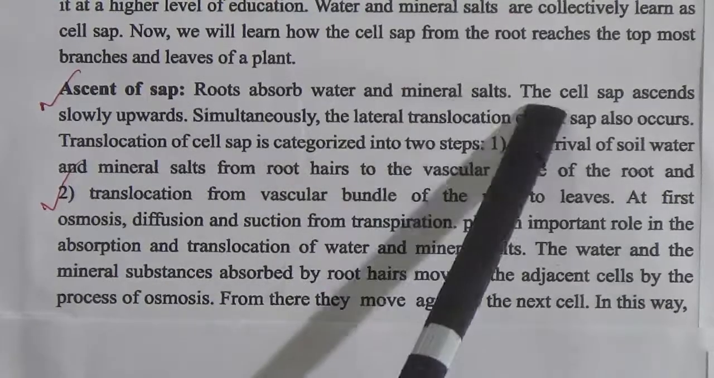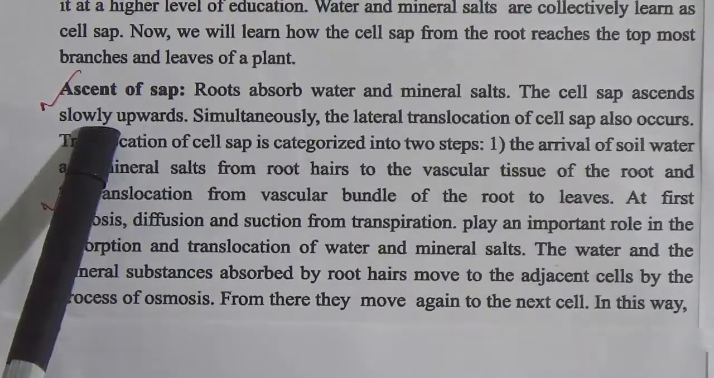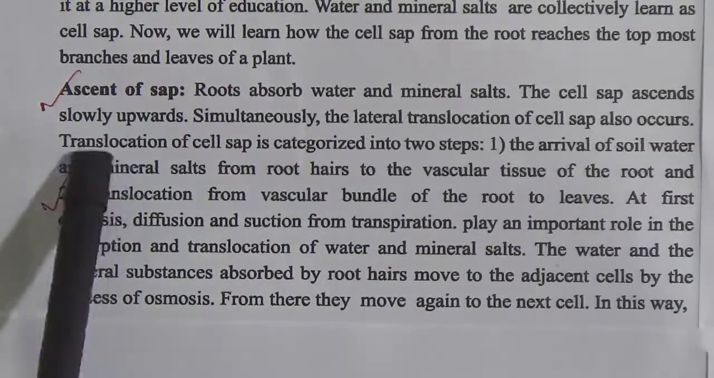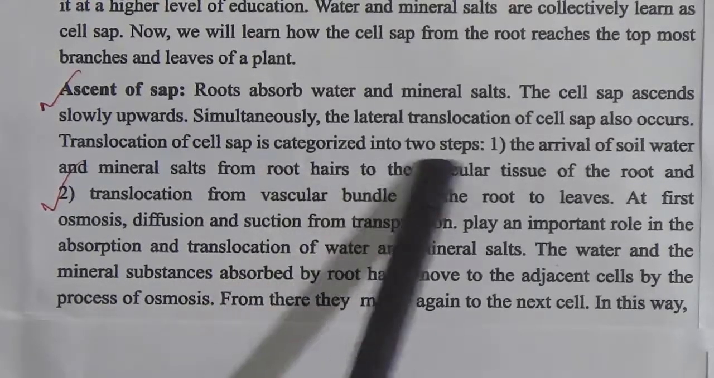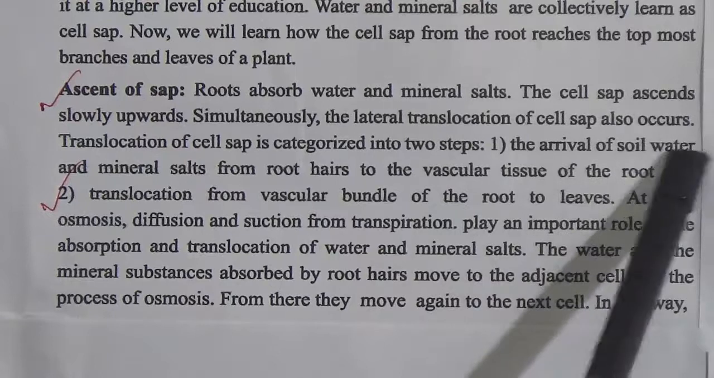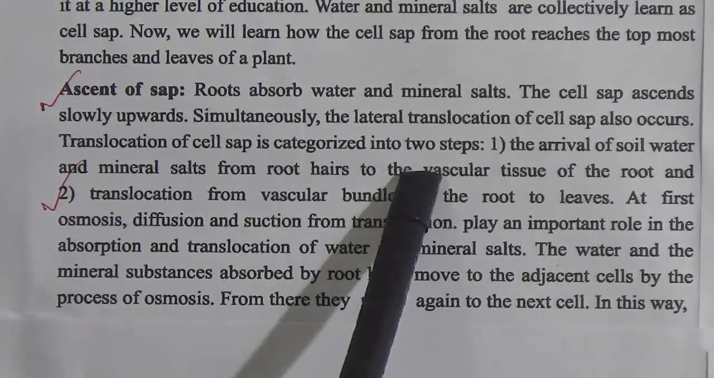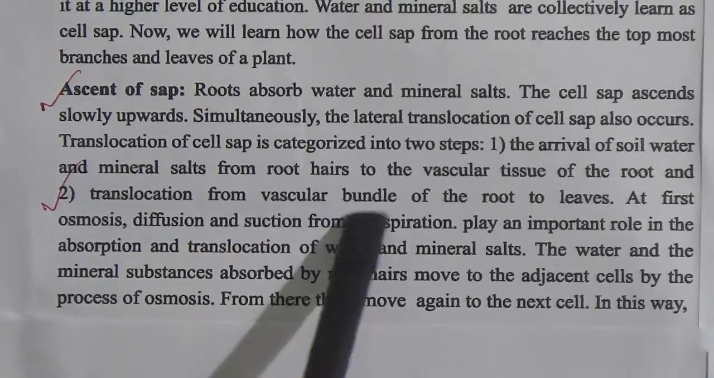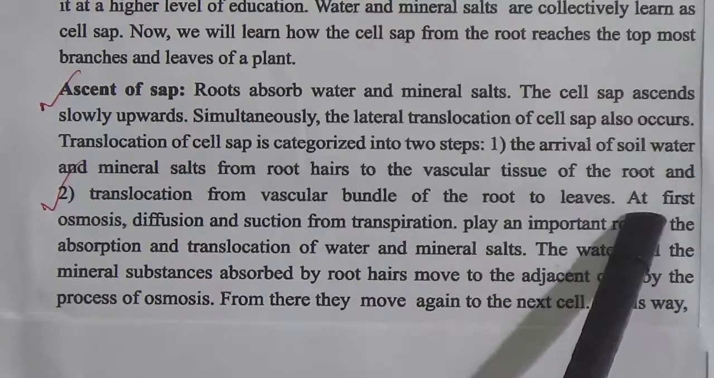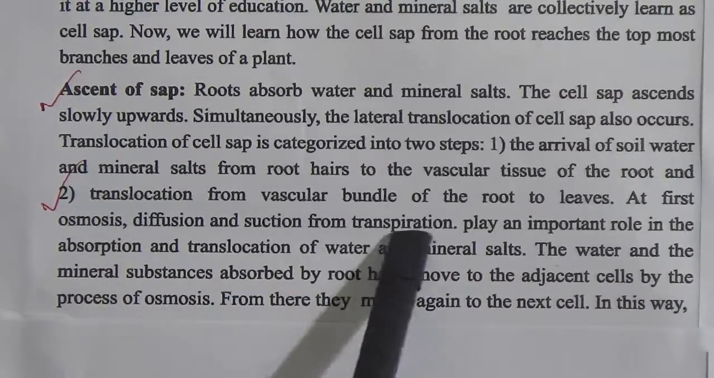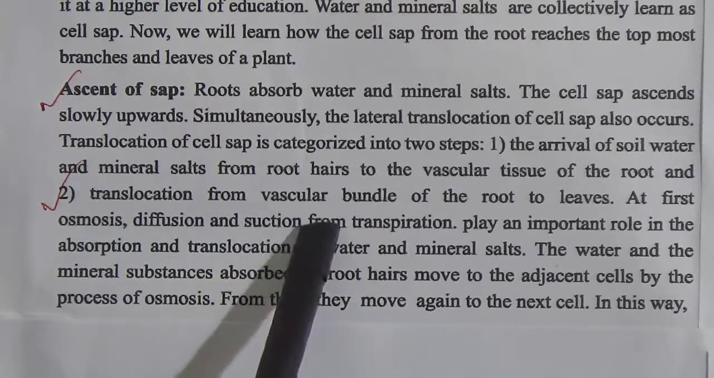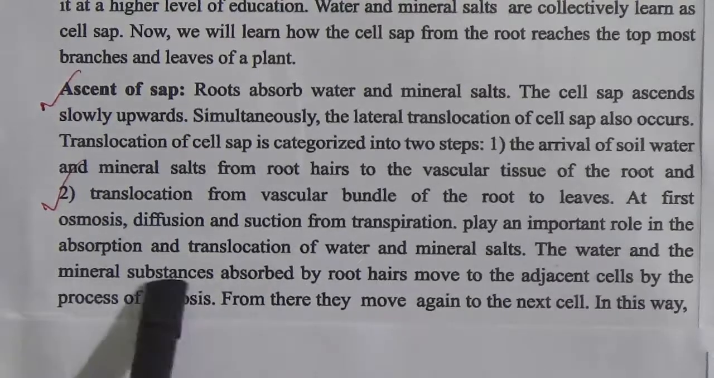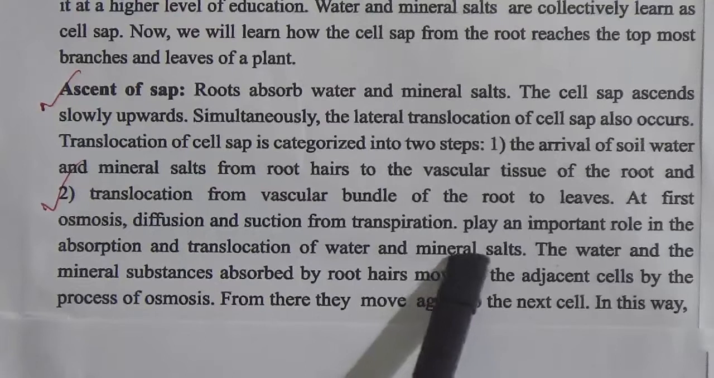Now come to the ascent of sap. Roots absorb water and mineral salt. The cell sap ascends slowly upwards. Simultaneously, the lateral translocation of cell sap also occurs. Now, translocation of cell sap is categorized into two steps. First one, the arrival of soil water and mineral salt from the root hair to the vascular tissue of the root, and second one is translocation from the vascular bundle of the root to the leaves. At first, osmosis, diffusion and suction force from transpiration play an important role in the absorption and the translocation of water and mineral salt.